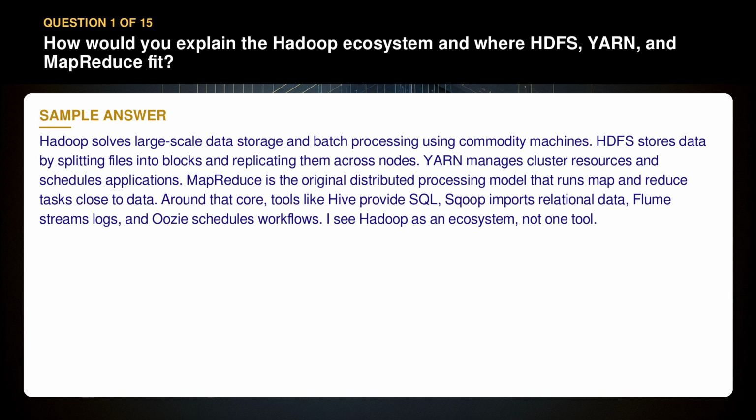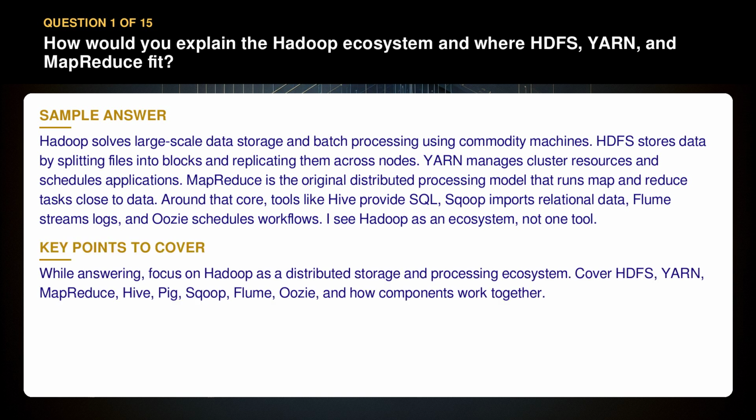Around that core, tools like Hive provide SQL, Sqoop imports relational data, Flume streams logs, and Oozie schedules workflows. I see Hadoop as an ecosystem, not one tool. While answering, focus on Hadoop as a distributed storage and processing ecosystem. Cover HDFS, Yarn, MapReduce, Hive, Pig, Sqoop, Flume, Oozie, and how components work together.